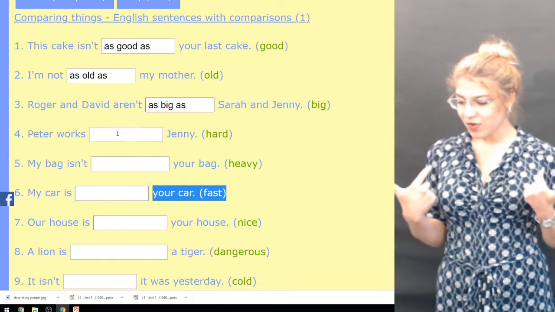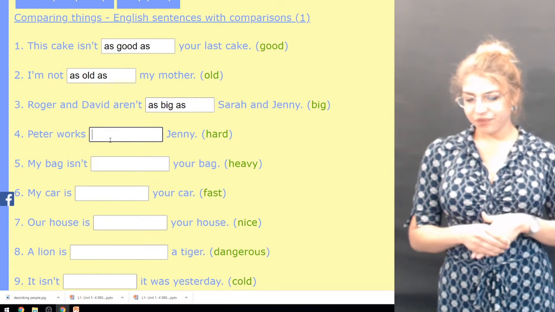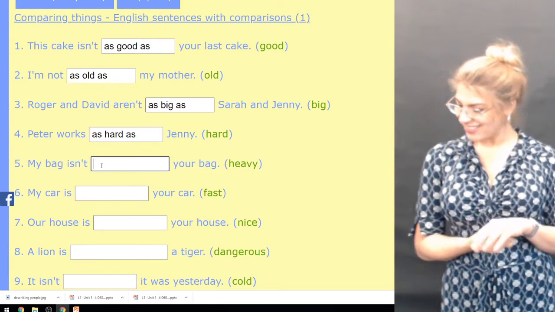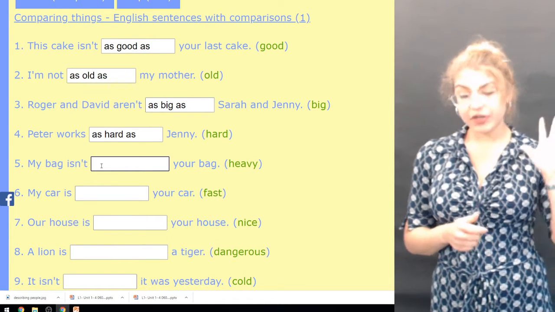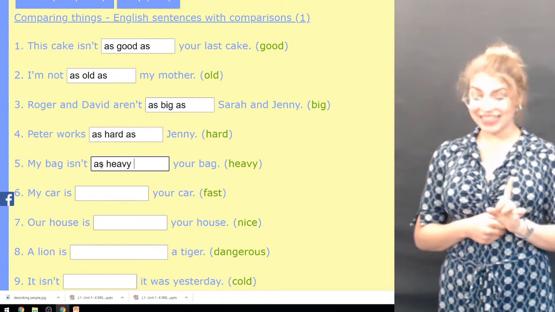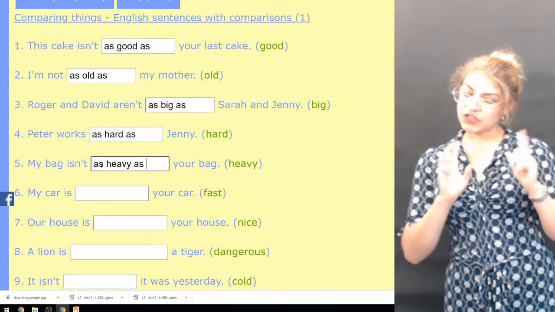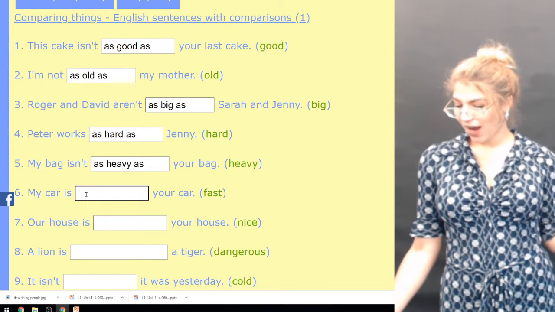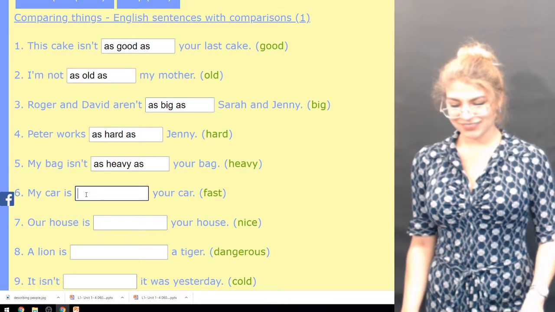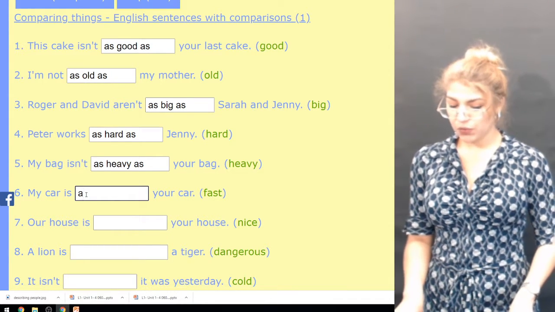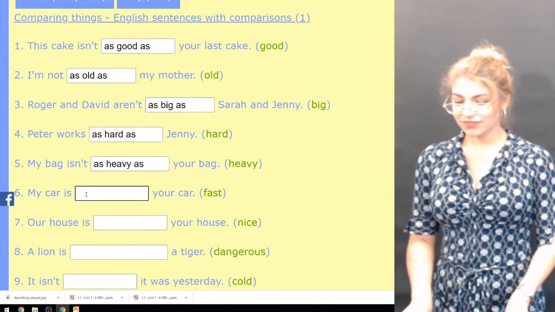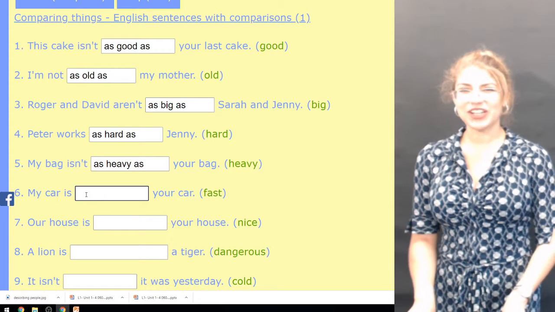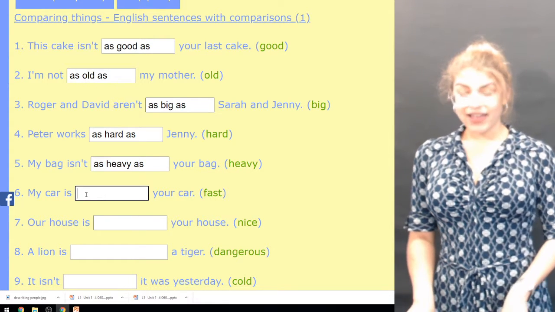Excellent. So let's go to number 4. Miss Carlita has answered the question for number 4. Peter works as hard as Jenny. Excellent job, Miss Carlita. For number 5: my bag isn't as heavy as your bag. And the last one, number 6, is what? Somebody help me? My car is as fast as your car. Beautiful job, Carlita.